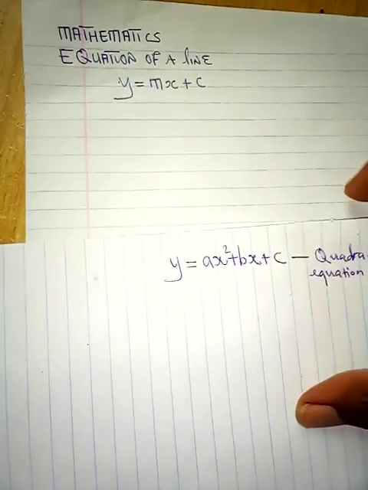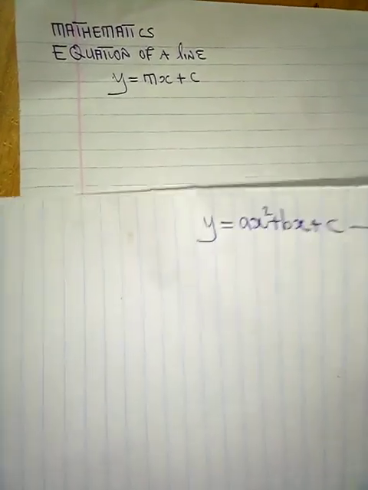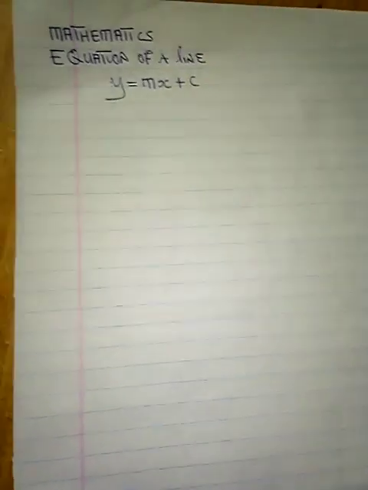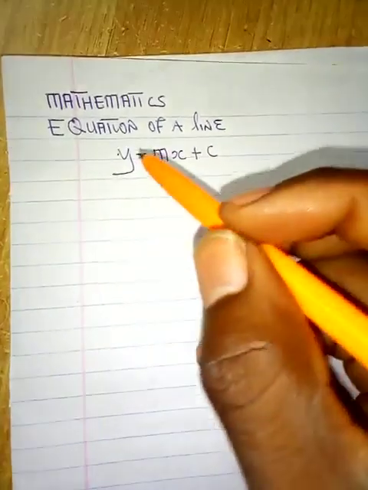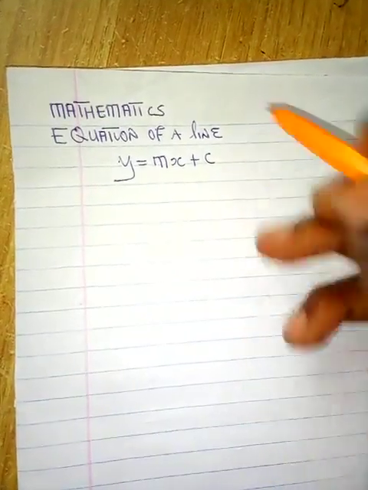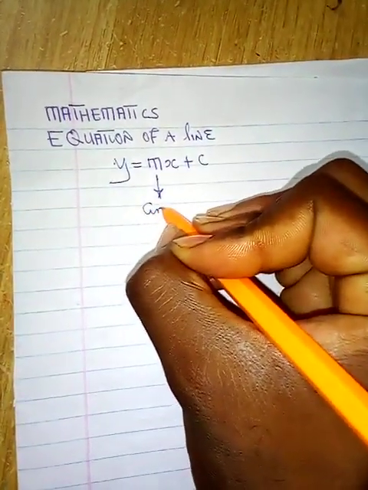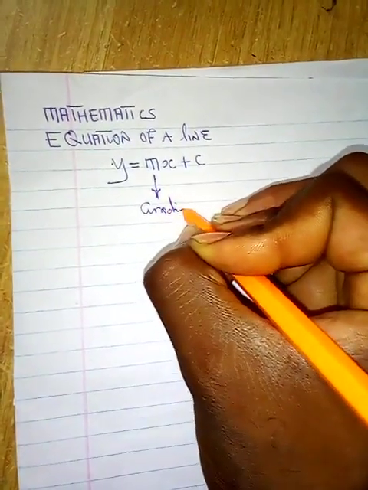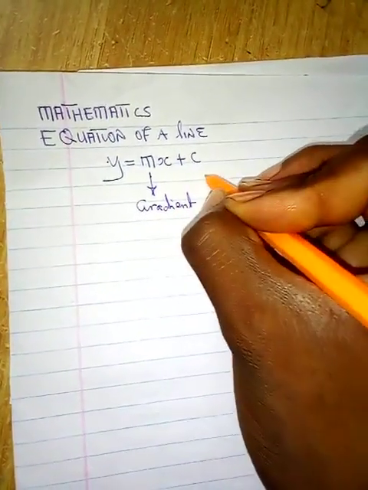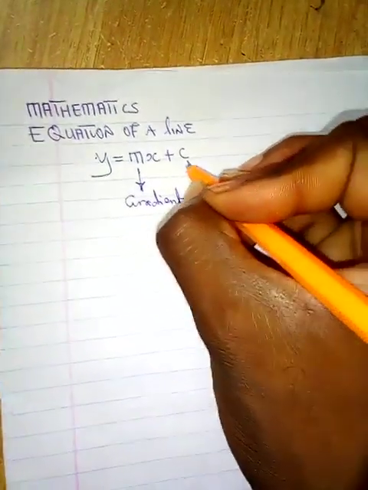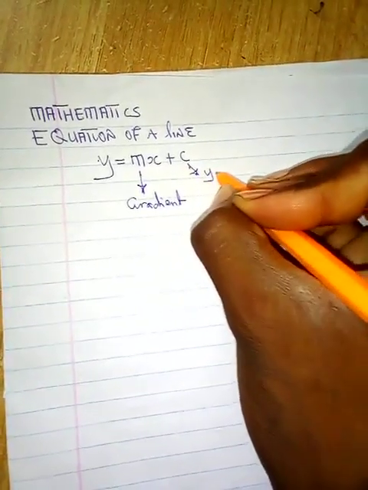But when you're talking about straight lines, that is the equation of a line, the equation of a line will always be written in the form y is equal to mx plus c. m is going to be referred to as the gradient. c is what is referred to as the y-intercept.